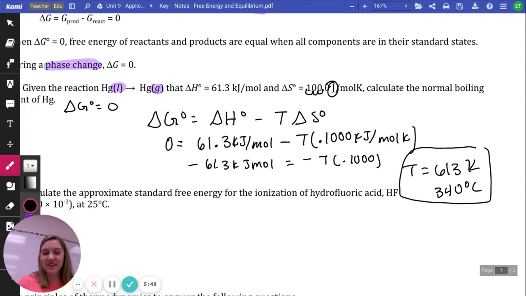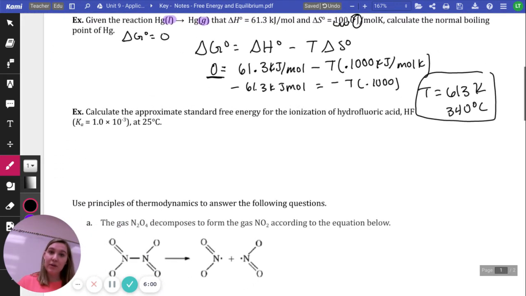So, because we have that phase change, we can plug in our 0, and we're able to find our boiling point there, because it should be where delta G is equal to 0. All right? Okay, now for this problem, we're going to use our other equation, our other constant that we're looking at.